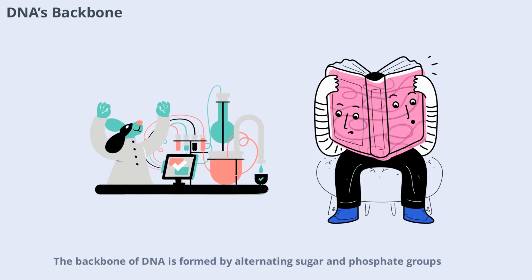The backbone of DNA is formed by alternating sugar and phosphate groups. This sturdy structure provides support and protection for the delicate genetic code carried by the nitrogenous bases. The backbone's arrangement also gives DNA its directionality, which is important for processes like replication and transcription. Without this strong framework, DNA wouldn't be able to maintain its shape or function properly.